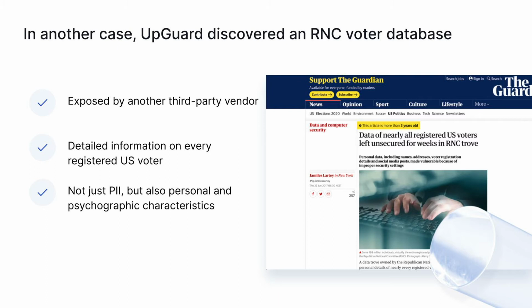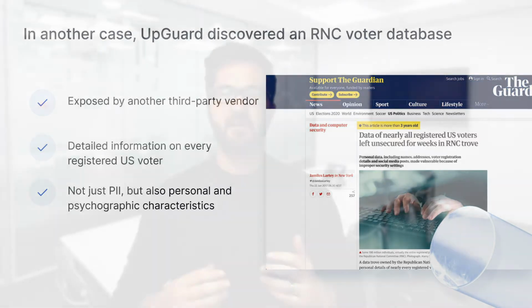The database contained detailed information on every registered American voter, from contact information like their name and address, to personal and psychographic characteristics like modeled ethnicity, modeled religion, and political leanings on a variety of issues. That database is part of the RNC's Data Trust Project, a long-running composite based on many sources.